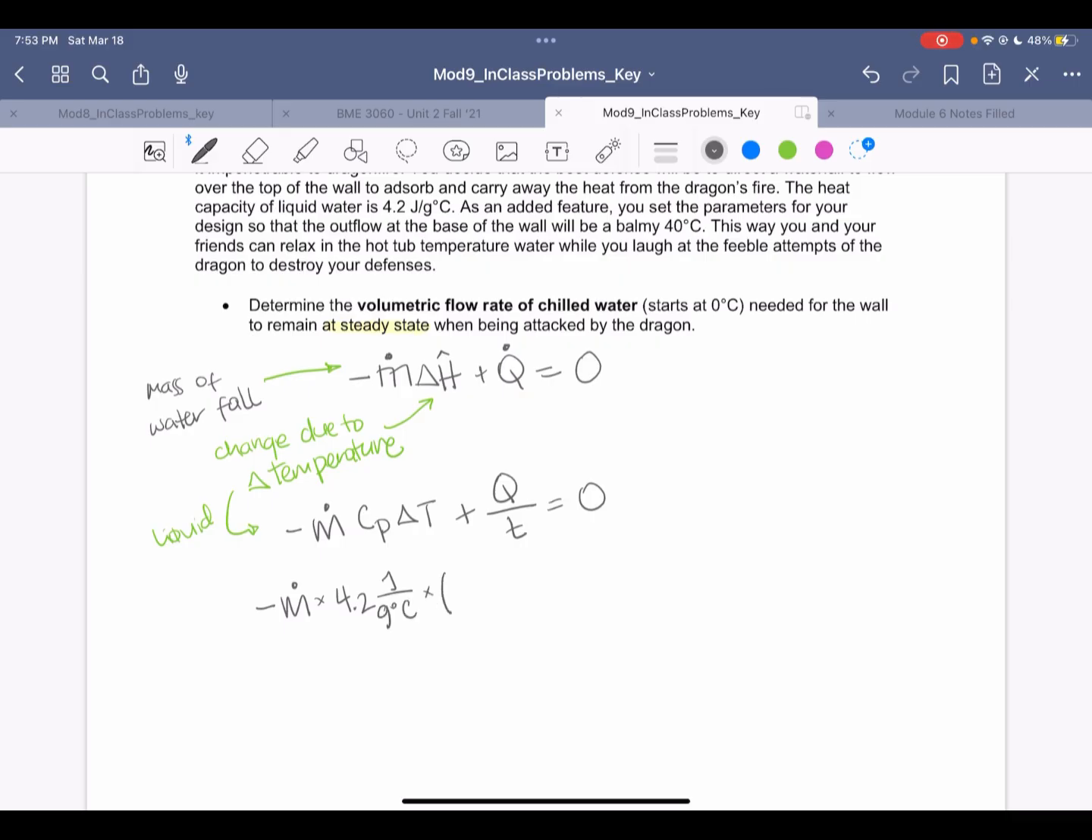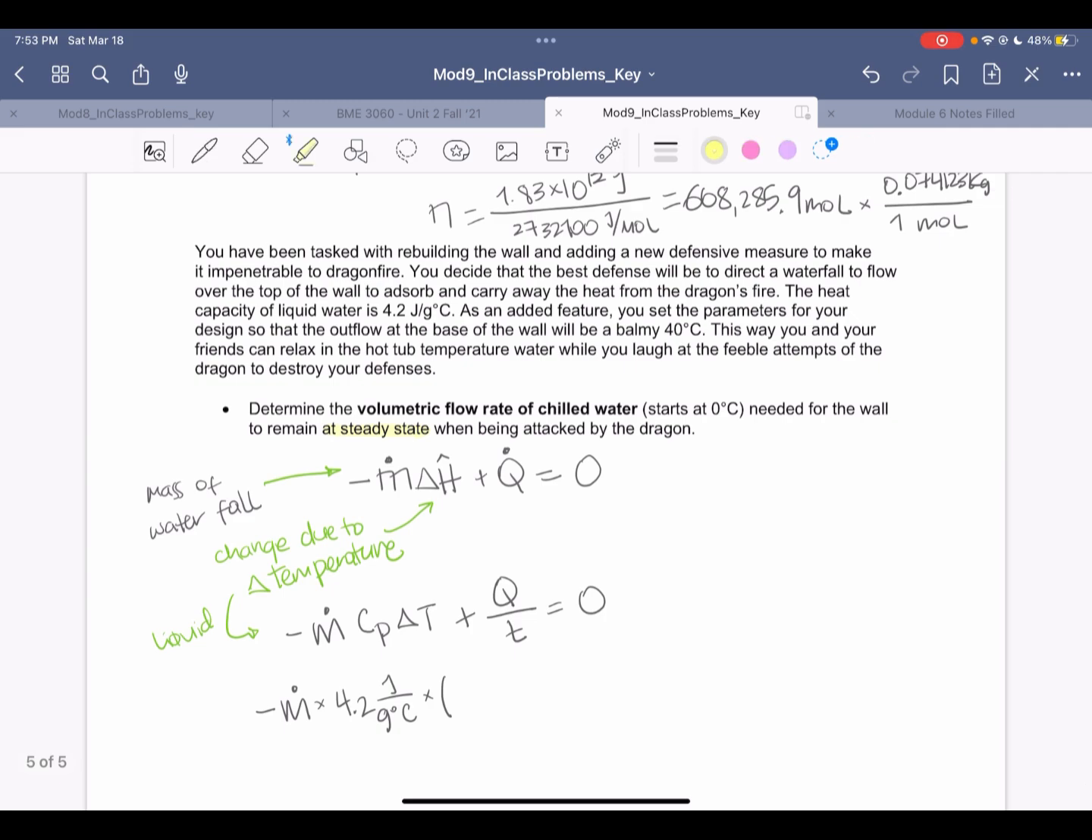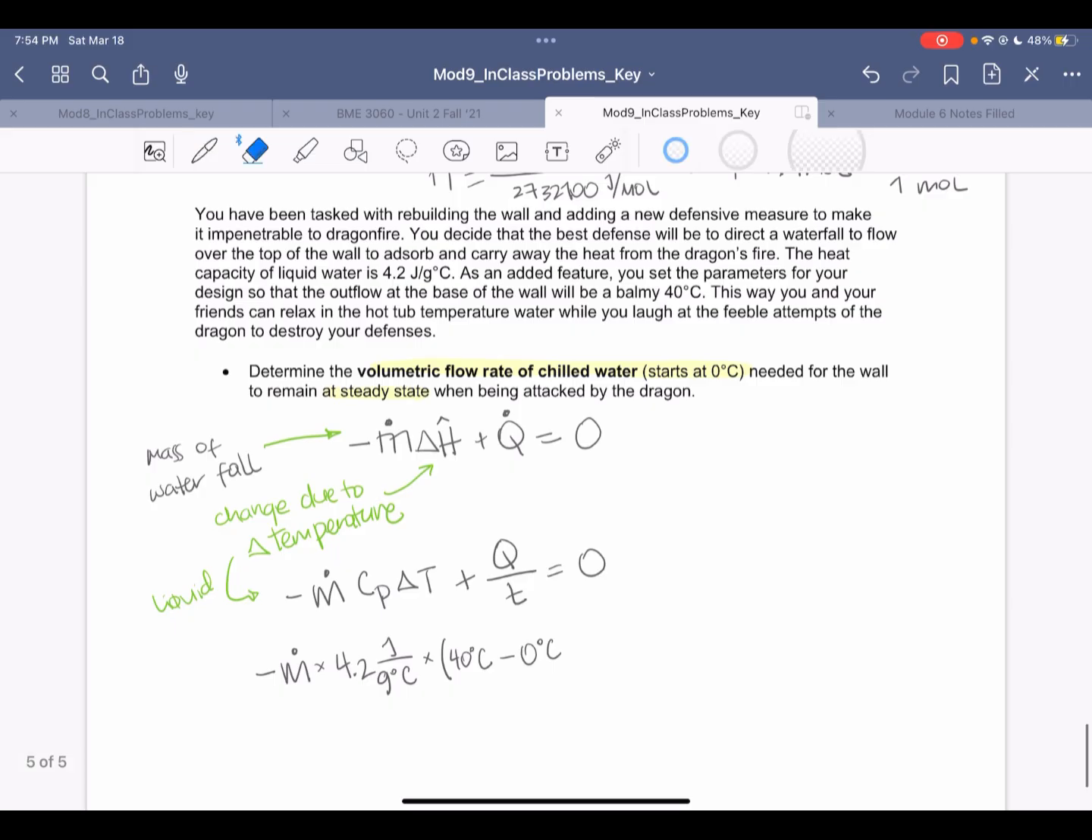This change in temperature would be, and here it's important to think that this is a change of temperature of that water, not of the system. And so it starts at 0 and it wants to end at 40 degrees. Right here. This is the heat capacity of water. So 40 degrees and 0.